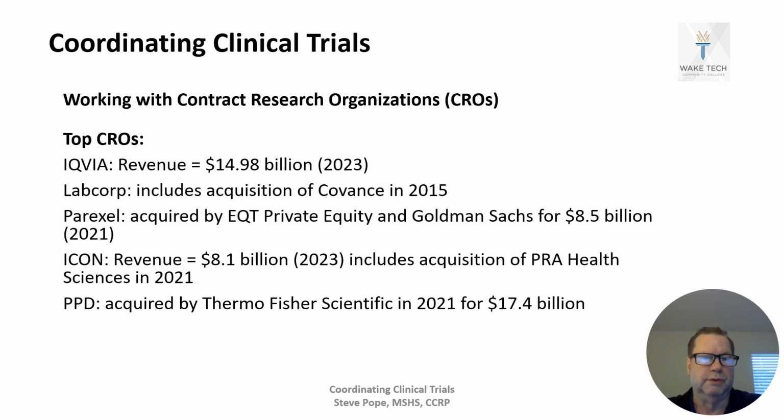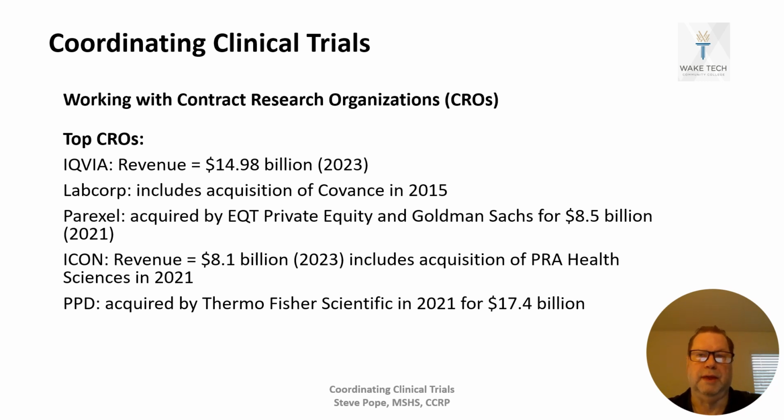PPD, which was acquired by Thermo Fisher Scientific in 2021, has annual revenue of $17.4 billion. It's interesting to note that the founder of PPD and the founder of IQVIA both came out of the University of North Carolina at Chapel Hill. And in fact, the School of Pharmacy and the School of Public Health are named after those two founders. So these two companies have become among the largest CROs in the world with billions of dollars of revenue annually.